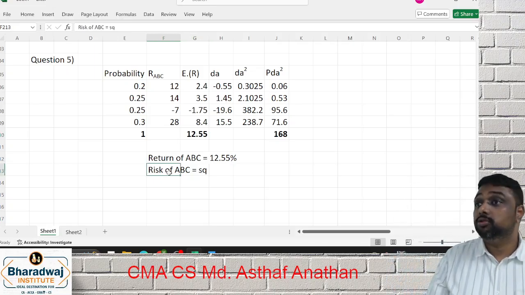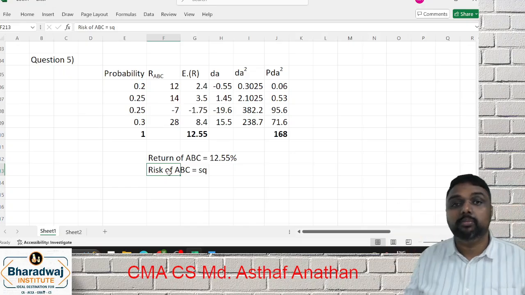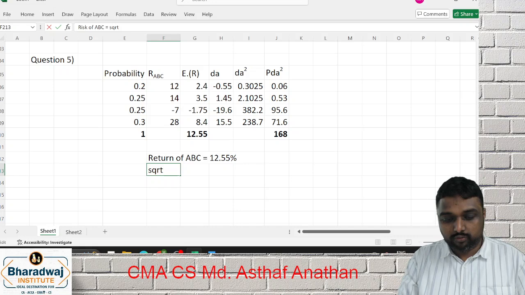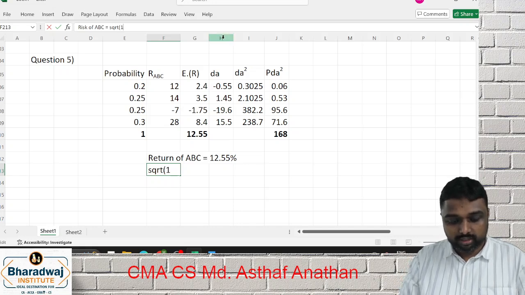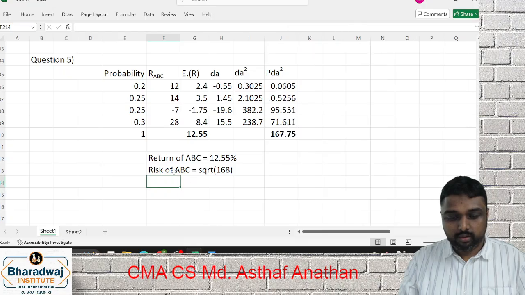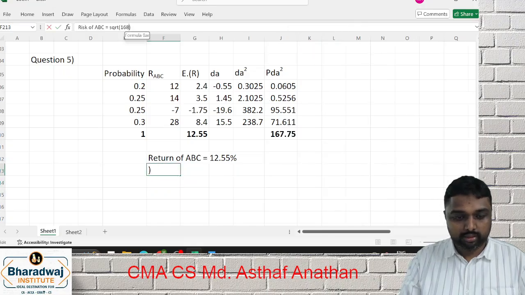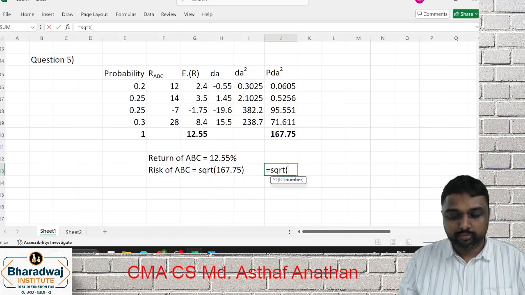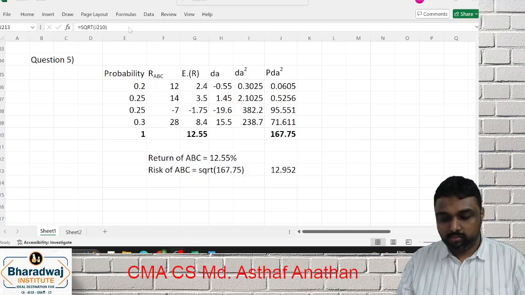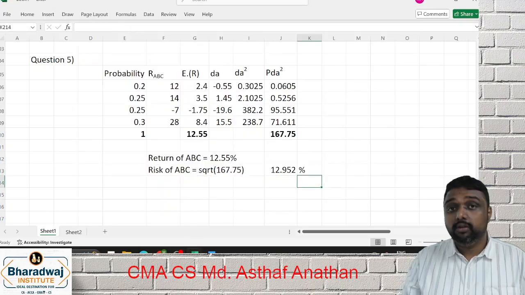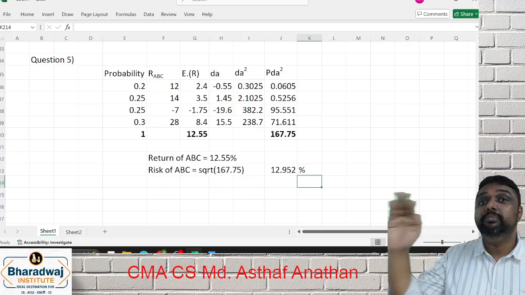So we know this question is with the probability, so the formula is root of sigma P D square. So PD square, we have to get the square root of 168, this number, 167.75. Now if you go for the square root, you will get the answer, 12.95.